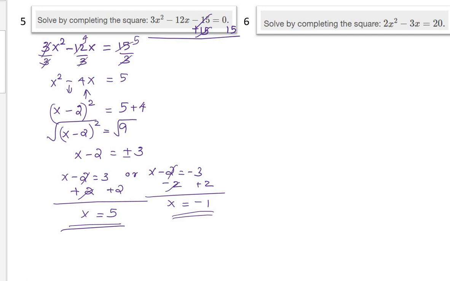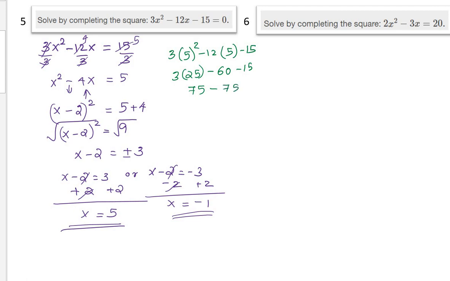Again, we can check whether x is equal to 5 or x is equal to negative 1 satisfies the given equation. Okay, so we can substitute that one for this. So 3 times 5 square minus 12 times 5 minus 15. Let us verify that is equal to 0 or not. Okay, so 3 times 25, 5 square is 25. Minus 12 times 5 is 60, minus 15. Okay, so this is 75. 25 times 3 is 75, minus this is 75. So that is equal to 0, right? So that is a solution.